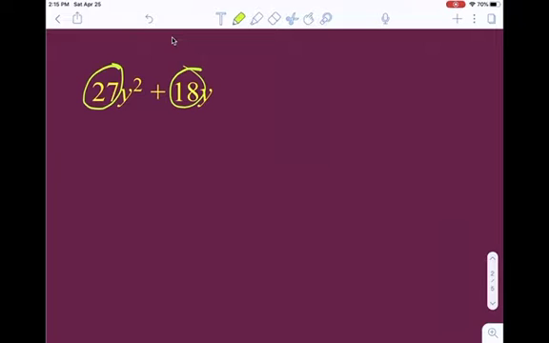If you look at this, you can see that 9 goes into 27 3 times and it goes into 18 2 times. So 9 is the largest number that goes into both of these. So 9 is going to be one of my numbers that's going to be on the outside of the distributive property parentheses product that I'm going to set up.